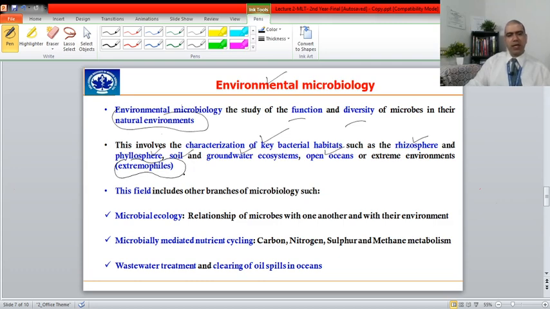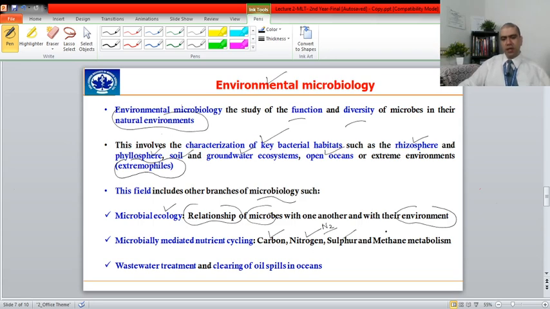The extreme environments are like, as I told before, acidic, or it can be hot springs, or it can be a completely deep freezing environment. This field also includes a branch of microbiology, that is microbial ecology, where we study the relationship between the microbe and its environment. Okay. We have also microbially mediated nutrient cycling. We have the carbon cycle, where carbon fixation takes place by photosynthesis and is then used by us while having digestion. Nitrogen cycle, where the nitrogen of the environment, which is very abundant in the air, is being fixed by the nitrogen fixing bacteria.